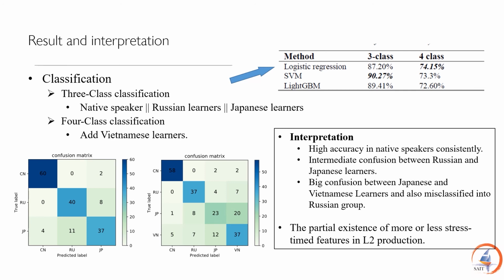In the four-class classification task, the Mandarin group still holds very high accuracy compared to non-native groups. Instead, the accuracy in non-native groups was not good enough. Most of the mistakes occurred between Japanese and Vietnamese groups. There are also many speakers classified into Russian groups. Considering the result of certain metrics, it might indicate the existence of more or less stress-timed patterns in L1 and L2 speech.